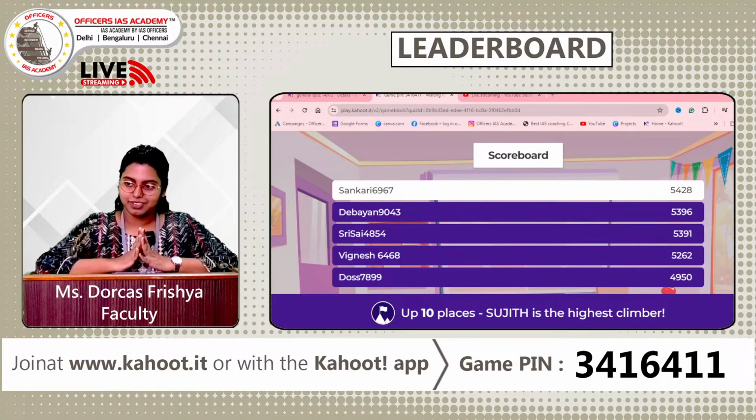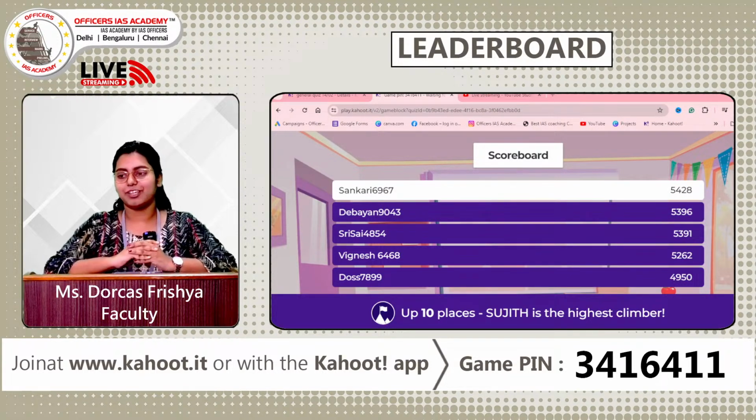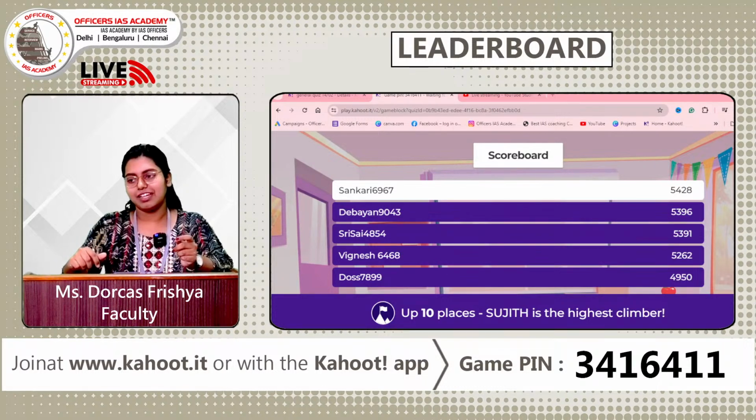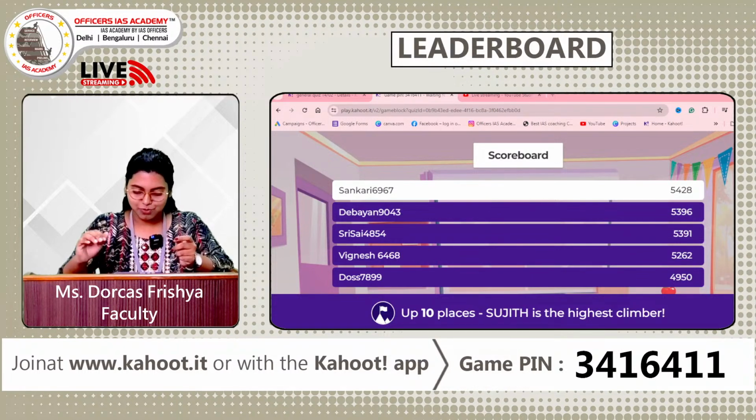So let's look at the leaderboard now. Shankari on the first place, Debayan on the second position, Sai on the third place, Vignesh on the fourth position, and Das on the fifth place. Sujit is the climber. Hello Sujit, welcome. Great work, guys.